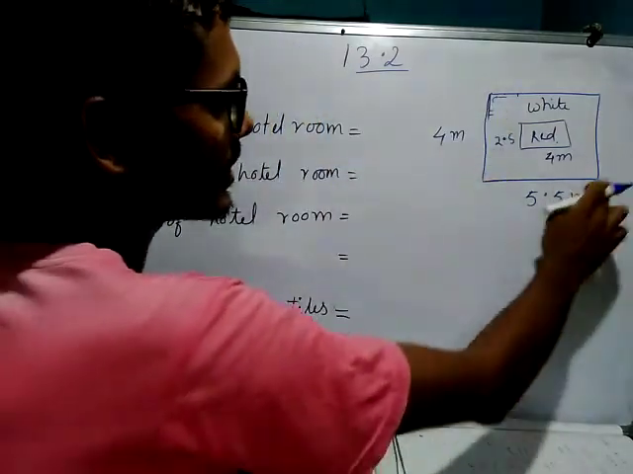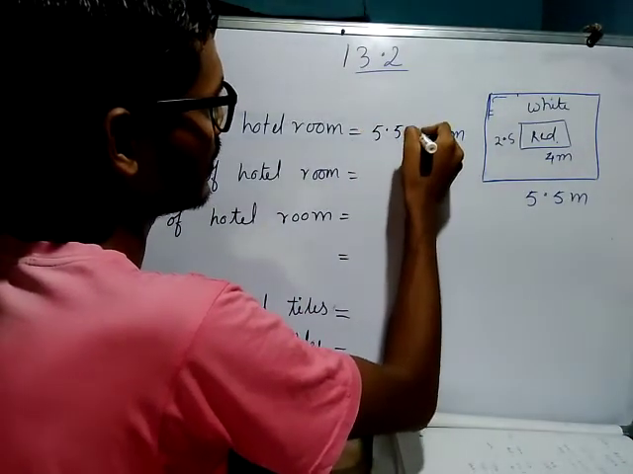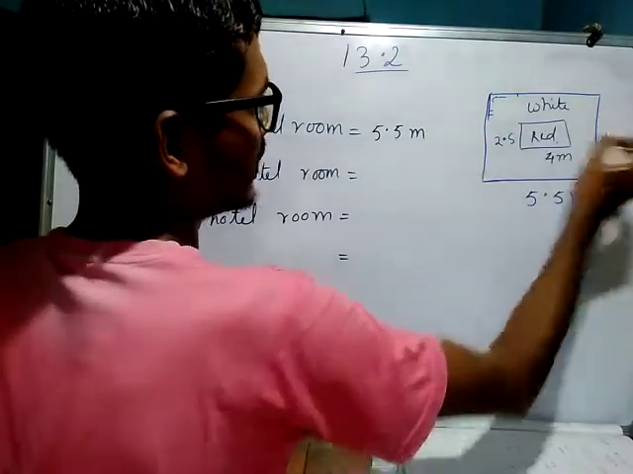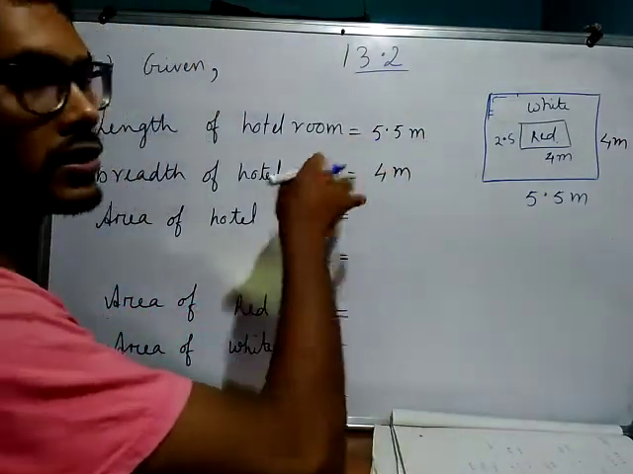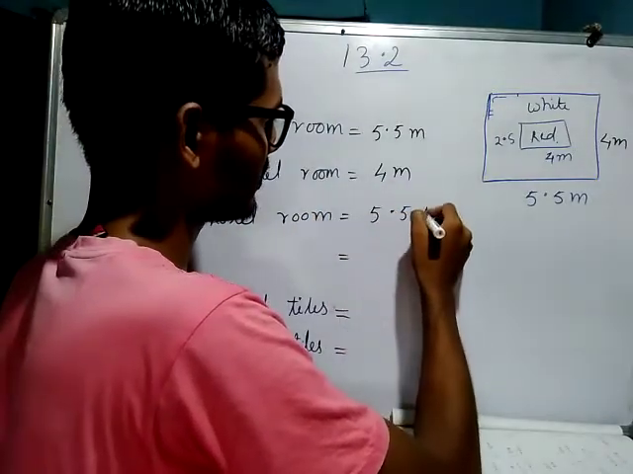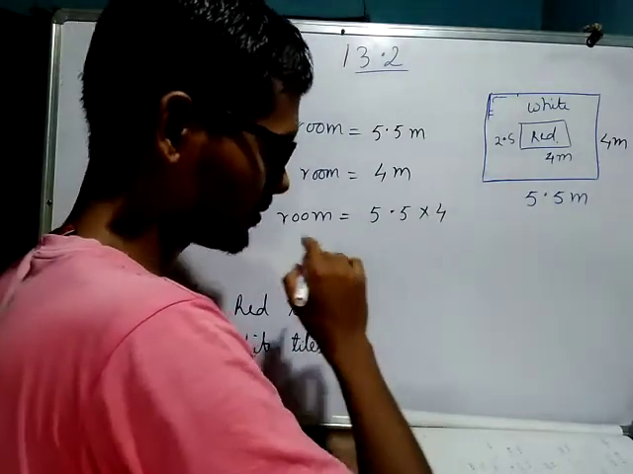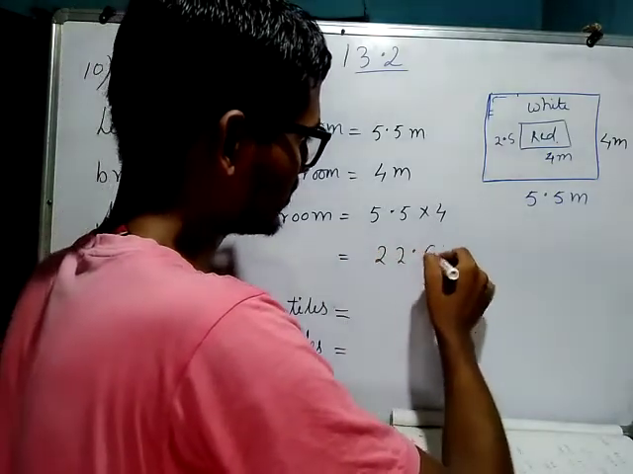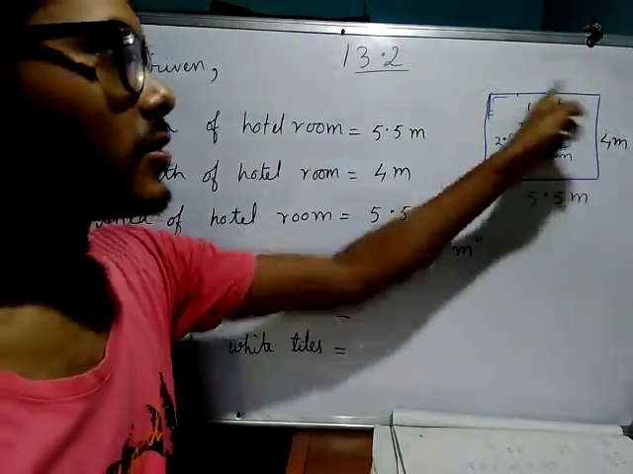So first you calculate total area. Length is 5.5 meter. I will write here 4 meter. And breadth I will assume as a 4 meter. So this is the length and breadth of the hotel room. So area of the hotel room, 5.5 multiply 4, you will get 22.0 meter square. So this is the total area of the hotel room.